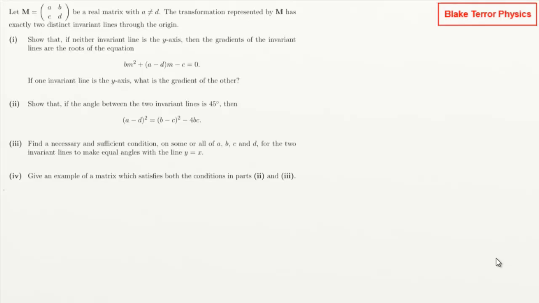Part 1: show that if neither invariant line is the y-axis, then the gradients of the invariant lines are the roots of that equation there. And then afterwards, we've got the case if one of them is the y-axis. Right, so let's deal with this first case.